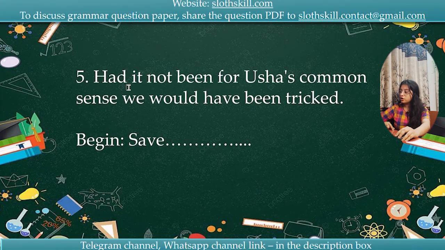Next, number 5: Had it not been for Usha's common sense, we would have been tricked. I already told you examples of but for, save for, notwithstanding, unless.